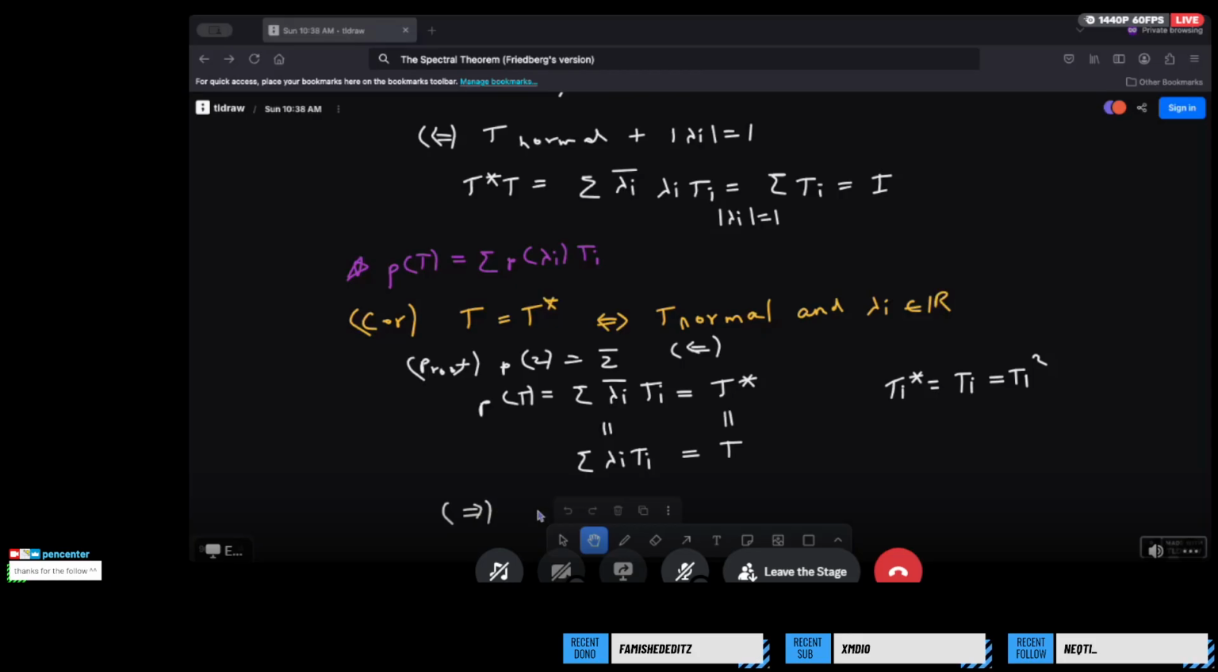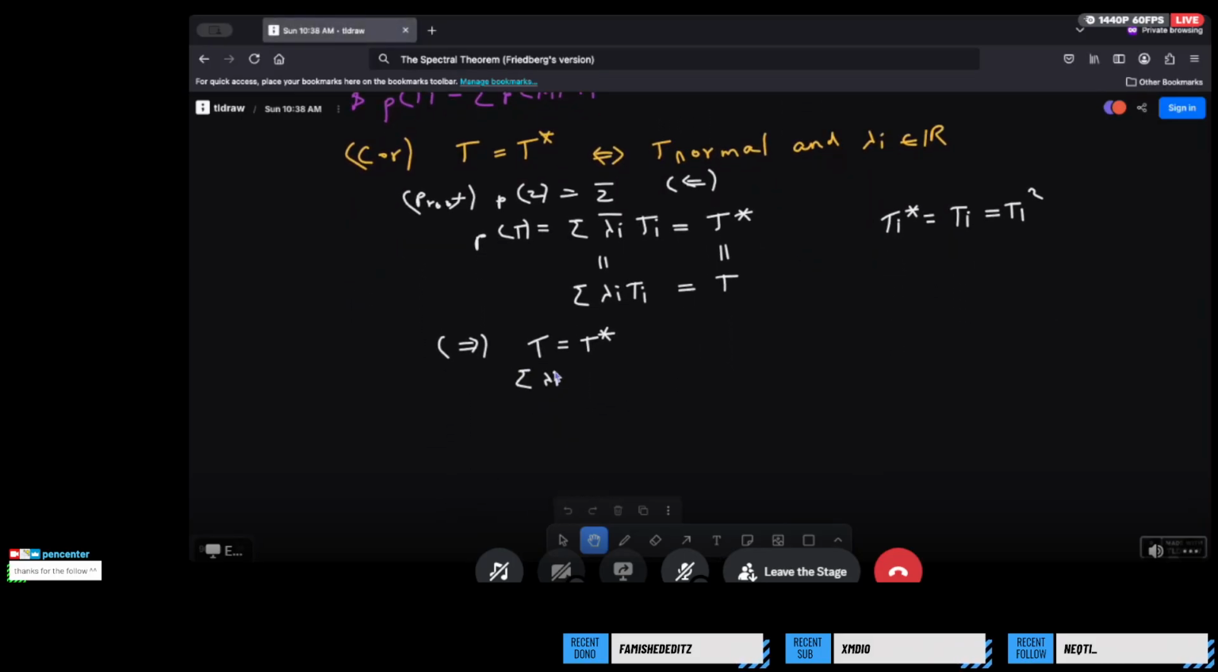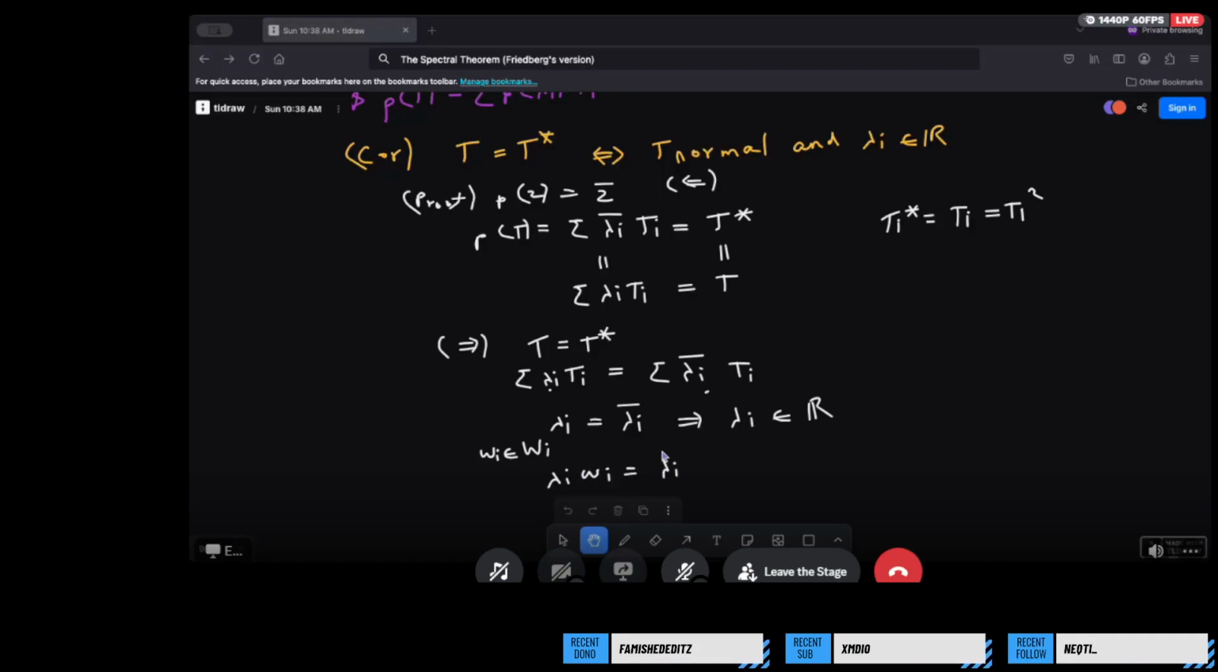And now to go the other way, suppose T equals T star. We do the exact same thing of comparing coefficients: this is lambda I Ti, while this is lambda I bar Ti. You compare the coefficients lambda I and lambda I bar, so we get lambda I is equal to lambda I bar, which implies lambda I is actually a real number. And another way to justify comparing coefficients would be to take a vector Wi in the subspace and act both sides on it to get lambda I Wi is equal to lambda I bar Wi, which implies lambda I is equal to lambda I bar. But that's an aside. Comparing coefficients is really enough.